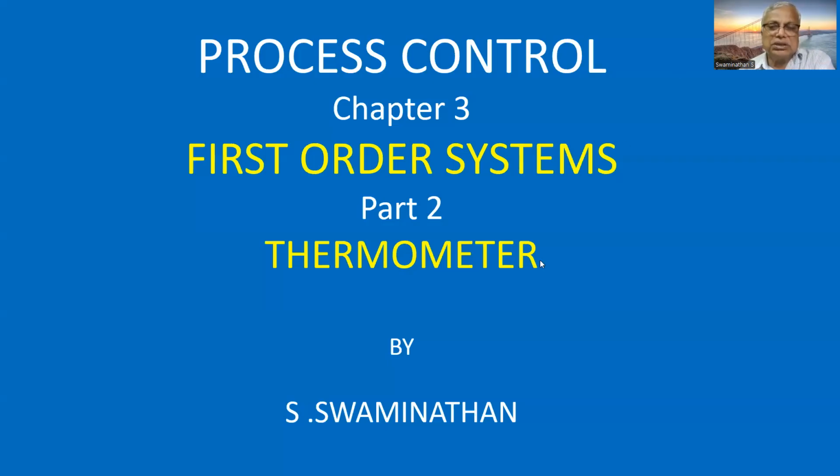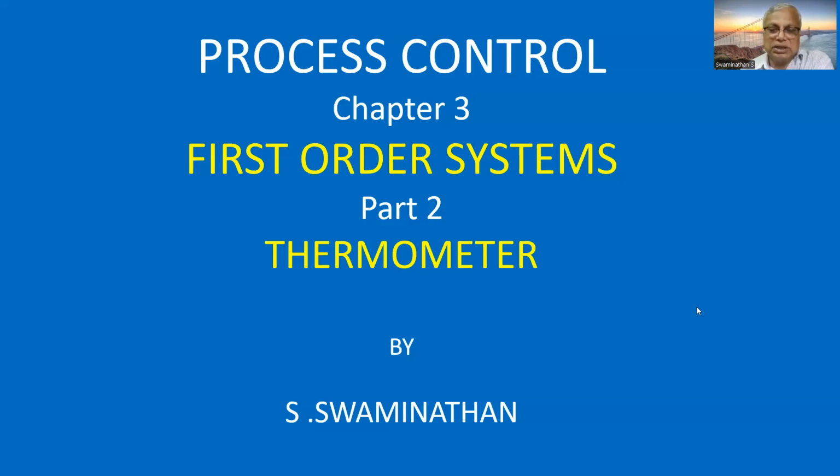Hello, welcome to this lecture on process control, chapter 3, part 2, first order systems. We are going to see the thermometer and its transfer function. In the last lecture, we were discussing the first order transfer function general form, and I gave the thermometer as the most common example of a first order system. It will have a transfer function of the form K by tau s plus 1.